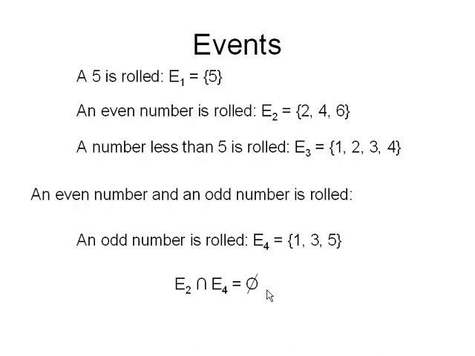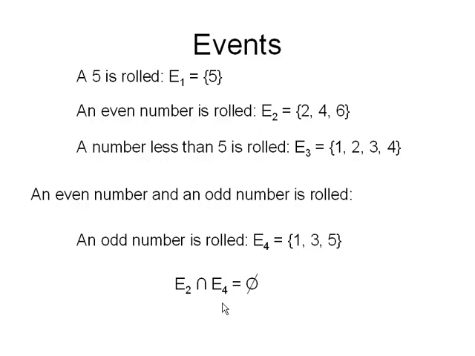So now let's take a look at a new event. So an even number and an odd number is rolled. Notice that we haven't talked about odd numbers yet, so I need to define that event. The event that an odd number is rolled, we'll call that E4, and that consists of 1, 3, and 5. Now, I'm asking for and here, so I want the intersection between these two events, E2 intersected with E4. And since those events have nothing in common, that means the intersection would be the empty set.